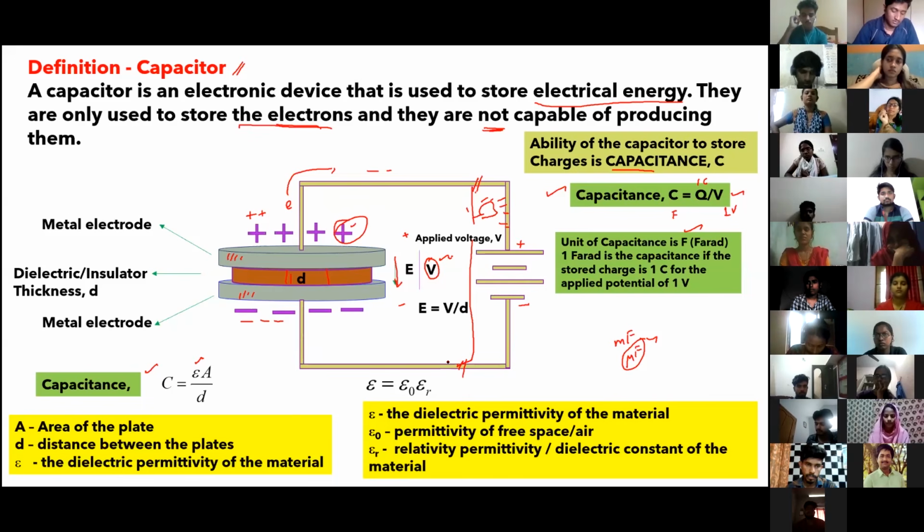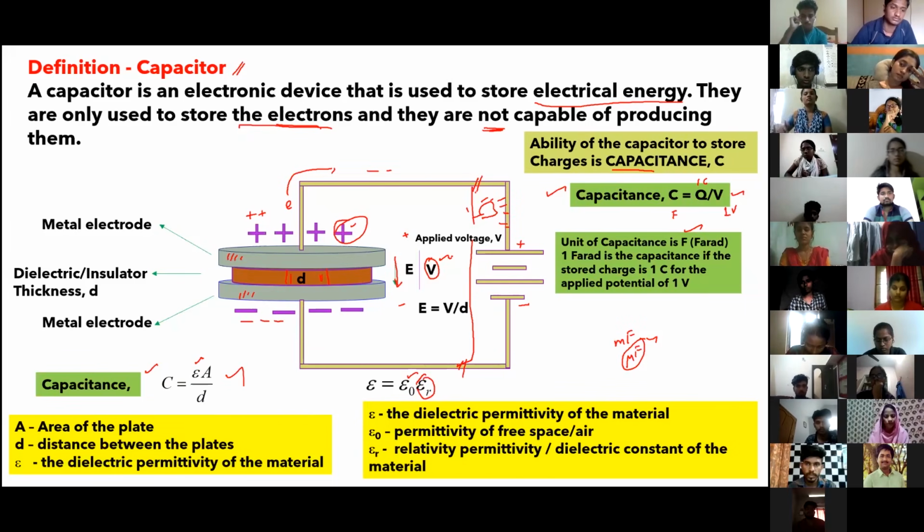And the dielectric permittivity again can be defined by epsilon naught and epsilon r. Epsilon naught is the permittivity of free space or air, and epsilon r is the relative permittivity of the medium, which is the dielectric material which is kept here. Correct? See, so here look at that, and here also we can talk about that.